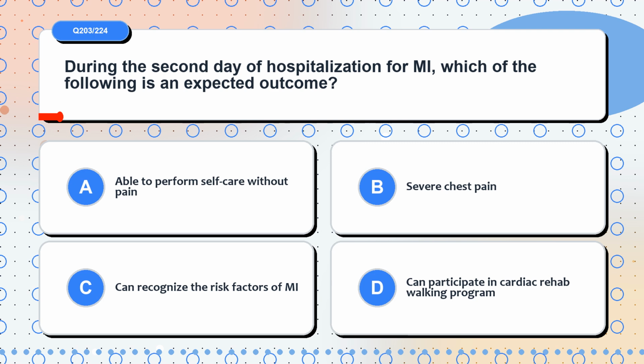Question 203. During the second day of hospitalization for MI, which of the following is an expected outcome? Here are the options. Option A. Able to perform self-care without pain. Option B. Severe chest pain. Option C. Can recognize the risk factors of MI. Option D. Can participate in cardiac rehab walking program.